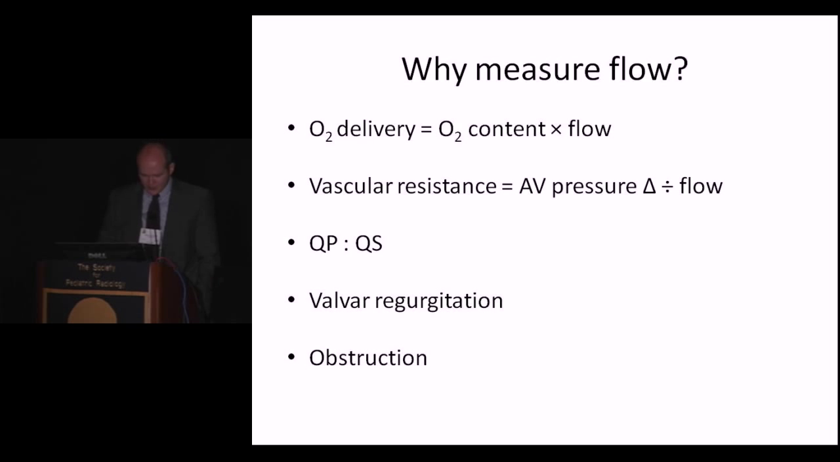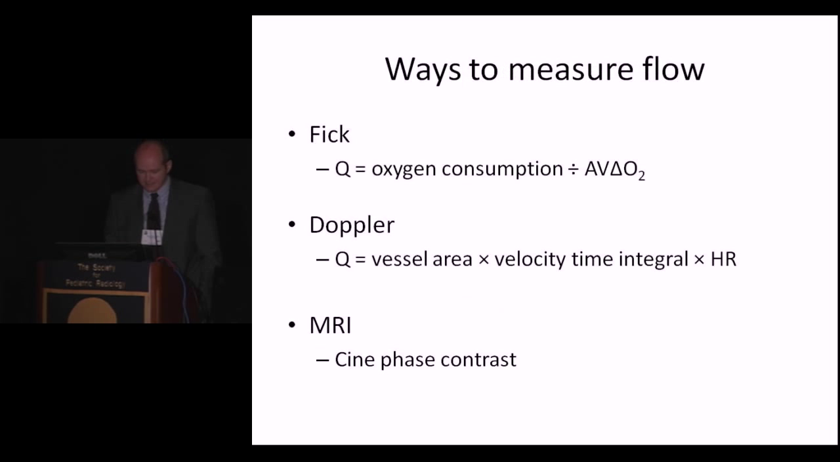Blood flow and the oxygen content of blood determine oxygen delivery to the tissues. Flow itself is determined by the force of the heart and the resistance of the vascular beds it supplies. Flow measurements can also tell us about the importance of shunts resulting from abnormal connections between the systemic and pulmonary circulations, and measurement of forward and backwards flow is a way to assess the severity of valvular regurgitation. Finally, the reduction in flow can help determine the significance of any anatomical obstruction in the cardiovascular system.